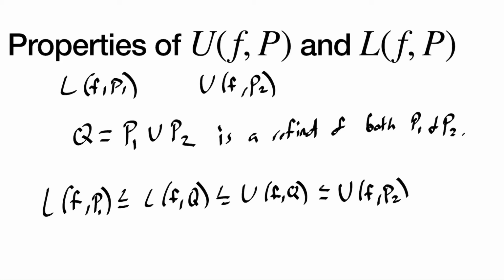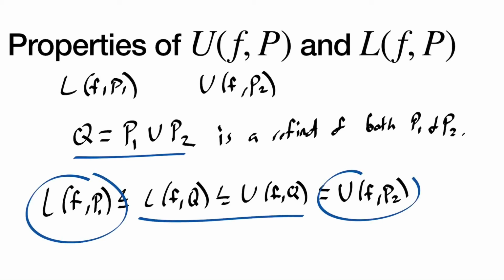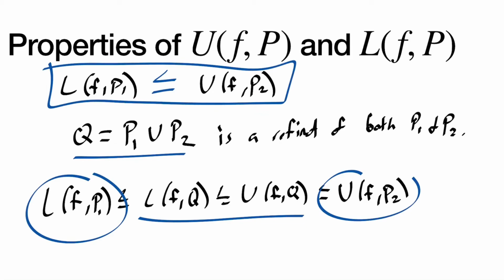And so that means this is U of f, P2. So we see that we can use this common refinement that they have between them in order to compare the two outside edges. So this tells us what should be the relationship between these two. The lower sum should be less than the upper sum.